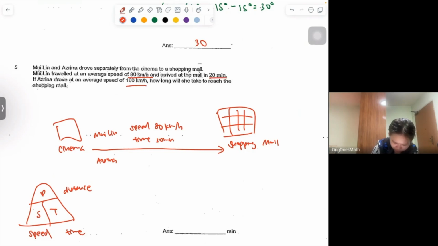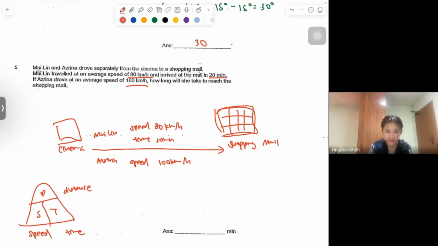For Azrina, we were only given the speed, which is 100 km per hour. Okay, I hope you understand that the distance that Muilin and Azrina traveled is the same, because the distance from cinema and shopping mall is the same and they took the same route, which means that the distance that both of them took was the same.